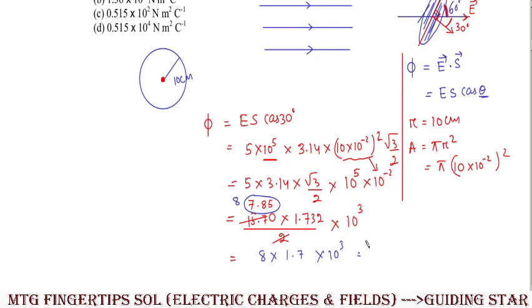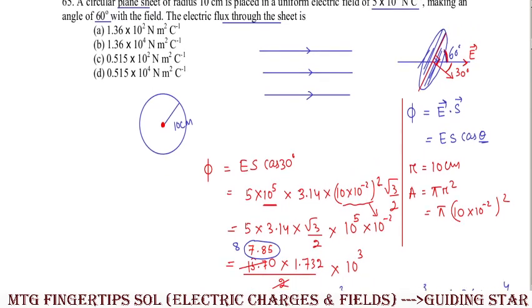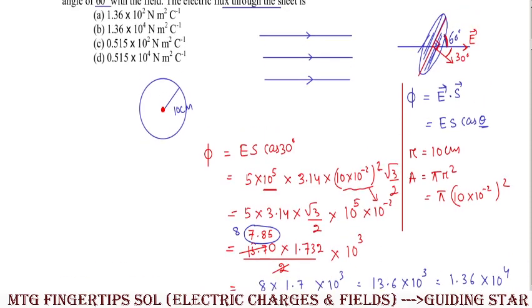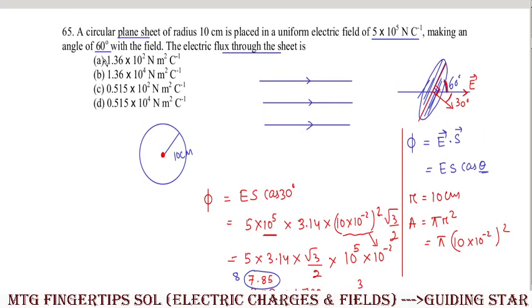So it will be approximately 13.6 into 10 to the power 3 if we multiply. So finally it will be approximately 1.36 into 10 to the power 4. Clear? So approximately 1.3, around 1.36, is the result we will get. So we'll check the answers: 1.3 into 10 to the power 4. So option B will be the correct one.